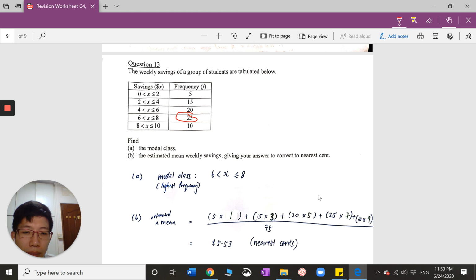Some of you might ask, what if I take 1 times 5, 3 times 15, 5 times 20, 7 times 25, 9 times 10? What if I just swap the order of the multiplication? It will still give you the same thing when you add them up. So I realized that the estimated mean will be $5.53. This one is rounded to the nearest cent.